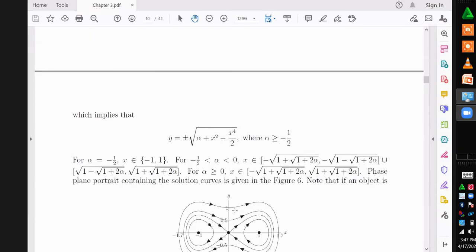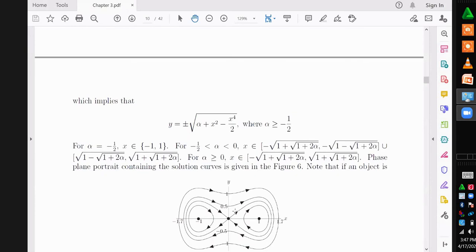In the upper half plane, y is greater than 0, so dx by dt is greater than 0. So as t increases, x increases. So this is the direction of motion of the dynamics, and this is the direction of the path.